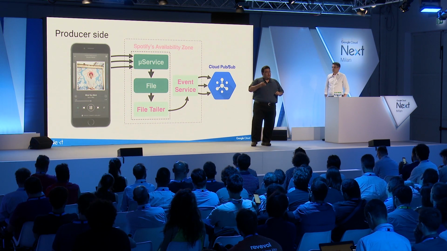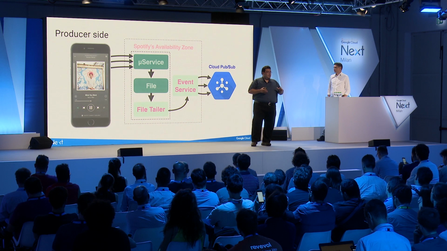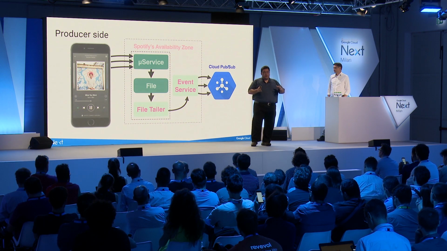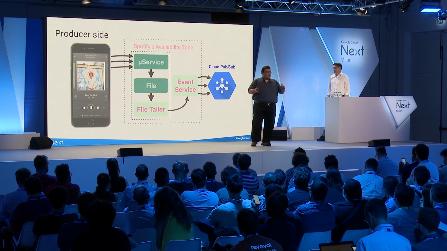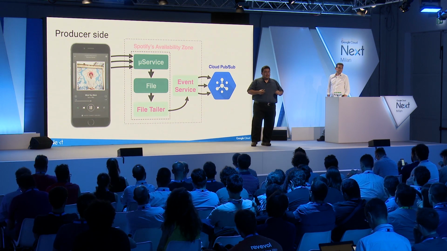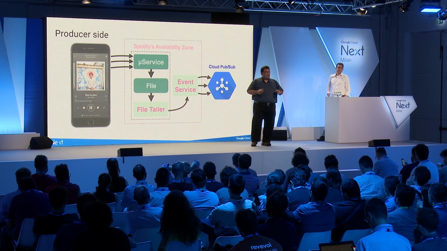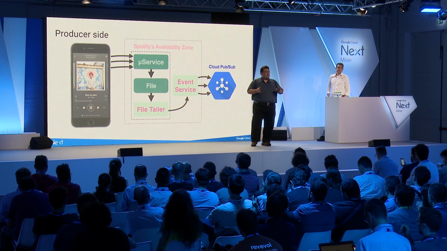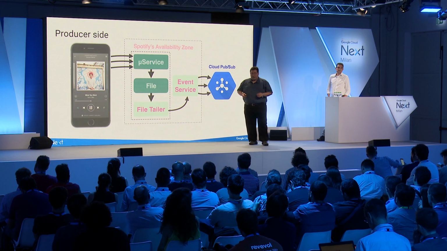And we use one topic per event type. This provides very good isolation. Not all the events are the same, and we have metrics related to the specific event type. So we like it this way.